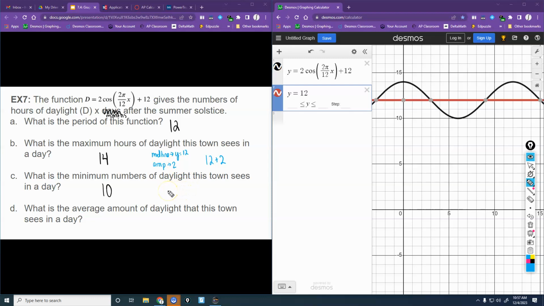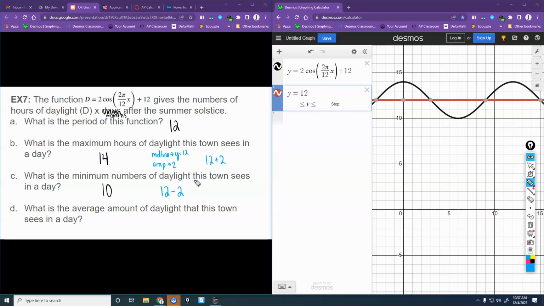If I'm doing the minimum, how can I do that without the graph? Subtract 12, midline minus the amplitude. That gives you your minimum. That gives you 10. Right? I don't care which way you do that. We were just having a little trouble with deciding the x or the y coordinate there, so this may help some.